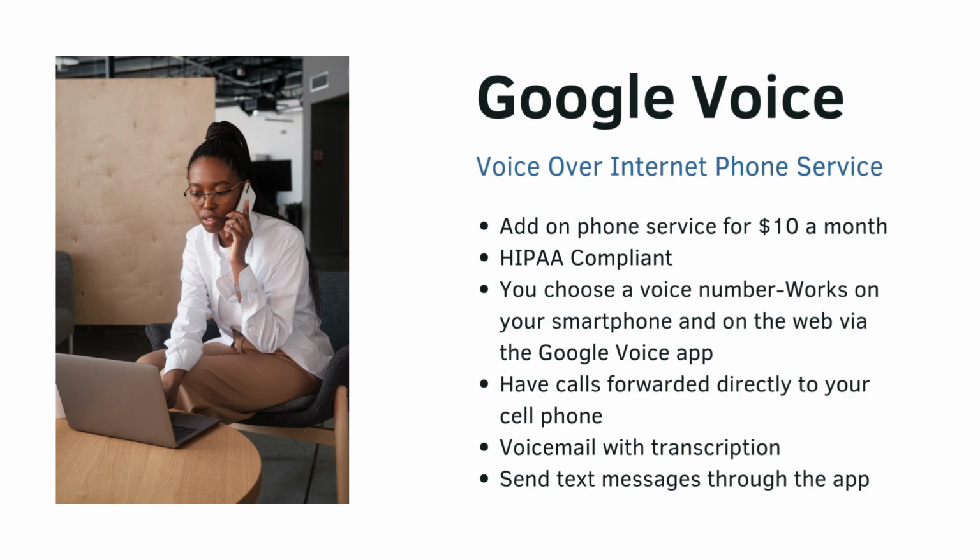So you choose your own number. It works on your smartphone or on the web through the Google Voice app. Calls can forward directly to your cell phone, so you're never tied to a separate device. You get voicemail with automatic transcription. You can read a voicemail instead of listening to it. And you can send text messages as well right through the app. And it's nice because it keeps your personal number completely separate from the business line. It's nice to have those two separate numbers. I've used Google Voice for years now, and I'm very happy with it.